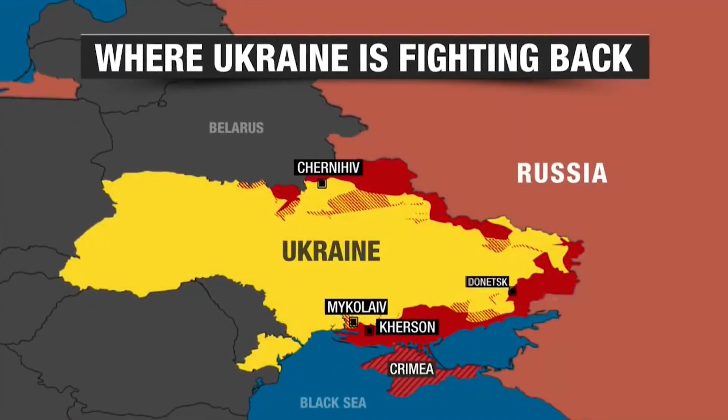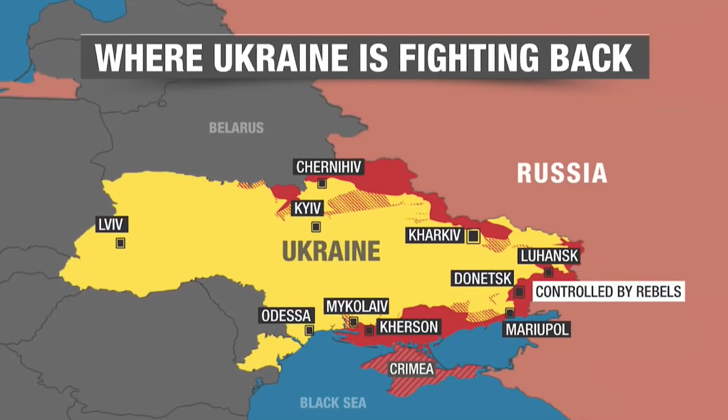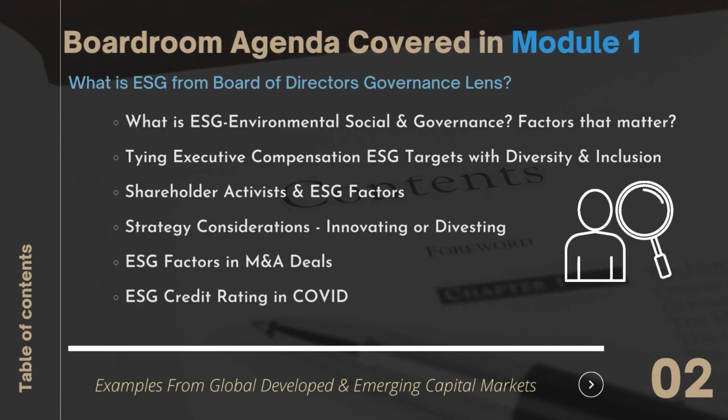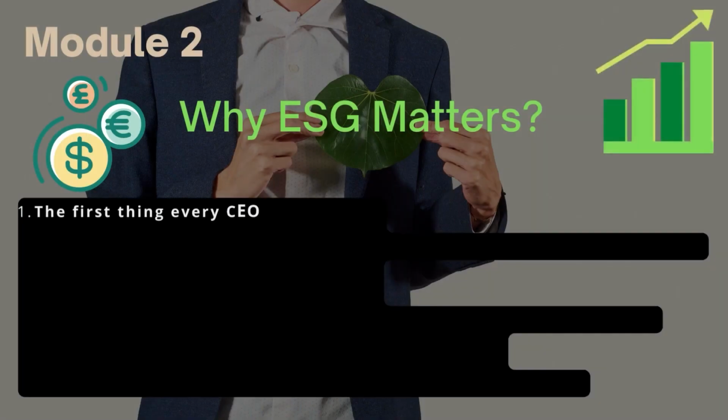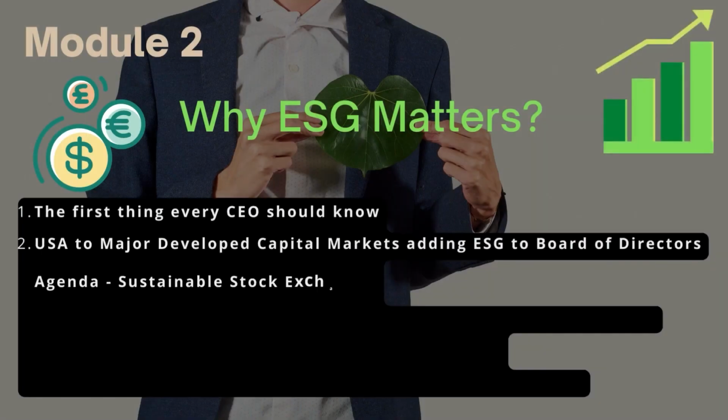We'll look at, with the COVID crunch and with the Russian invasion of Ukraine, how this is all impacting you, that you need to be agile. We'll take a look at in module 1 from a board of directors governance. Module 2, we'll look at why ESG matters. That I've explained some factors.